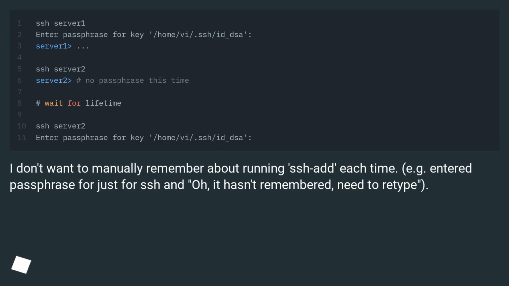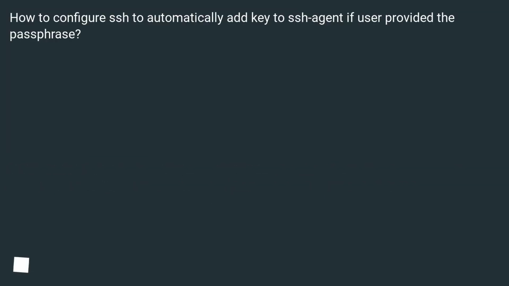I don't want to manually remember about running ssh-add each time. For example, I entered the passphrase just for SSH and oh, it hasn't remembered, I need to retype. How to configure SSH to automatically add key to ssh-agent if the user provided the passphrase?